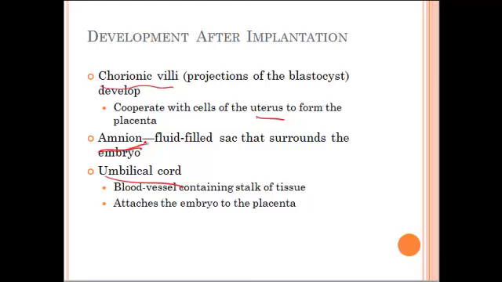We then have the amnion. This is a fluid, so the baby is suspended in a fluid-filled cavity that keeps it safe from being bumped and hurt in that way, so it can continue to grow. So it's a protective type fluid. And then we have the umbilical cord, which we've seen before, by which the baby and the mother are able to exchange nutrients and gases to allow the baby to grow.